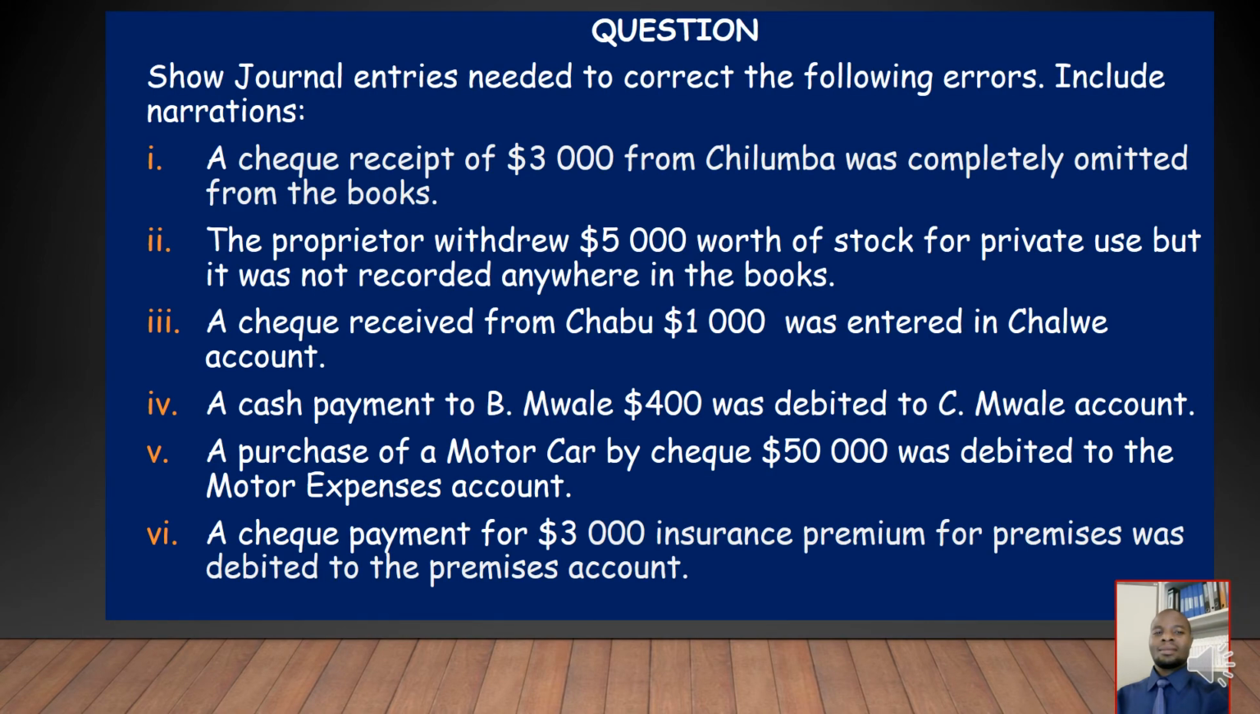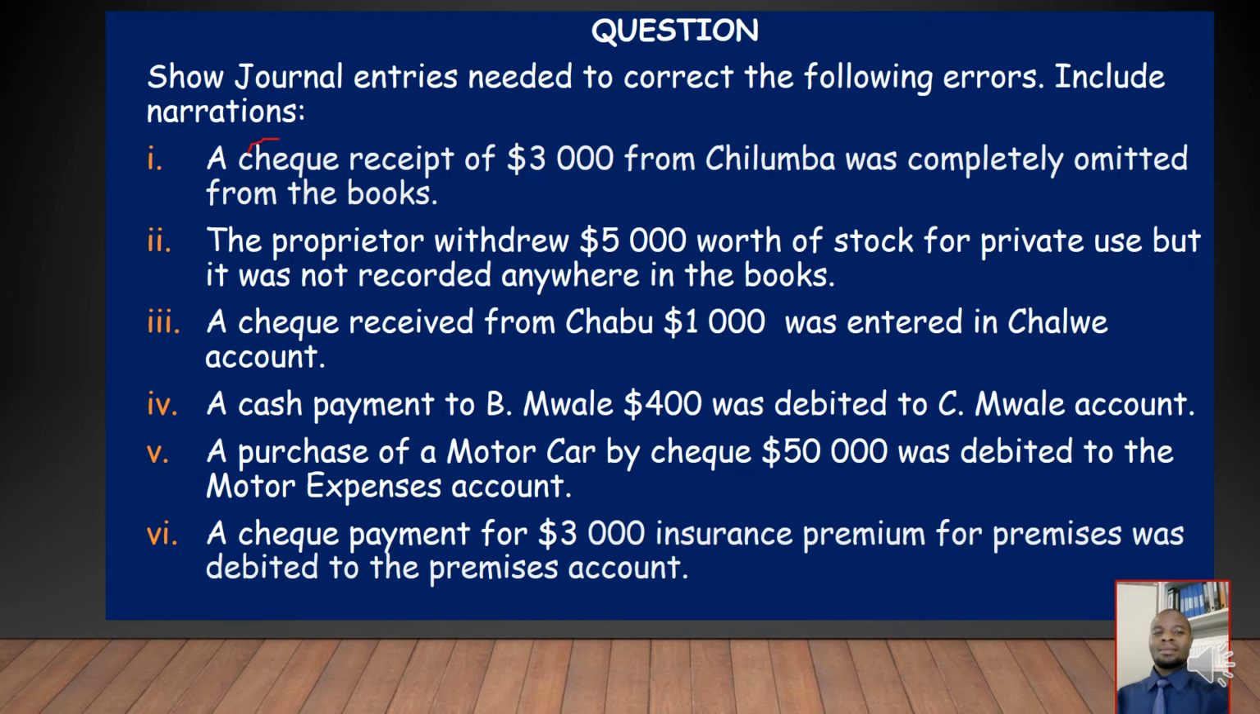Let's take a look at this question. The first two statements are actually errors of omission. So we shall deal with these errors of omission. Let's take a look at the first statement. The question says, show journal entries needed to correct the following errors. Include narrations. So number one says, a check receipt of 3,000 from Chilumba was completely omitted from the books.